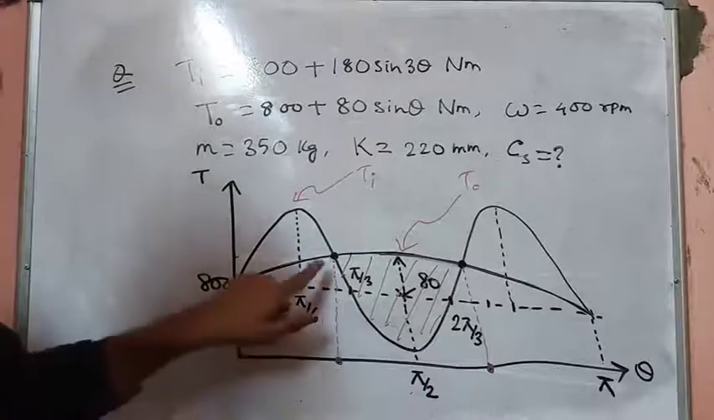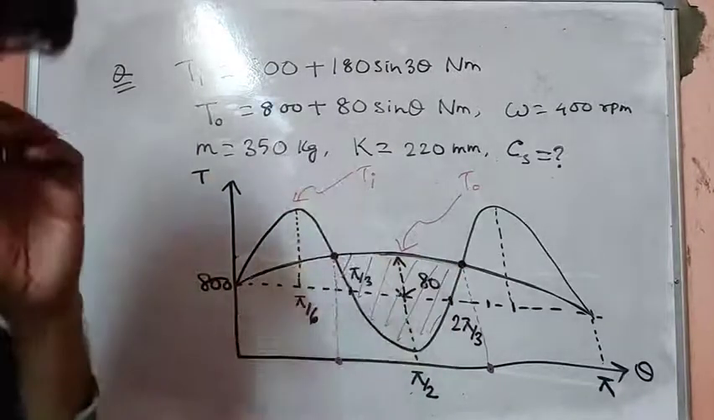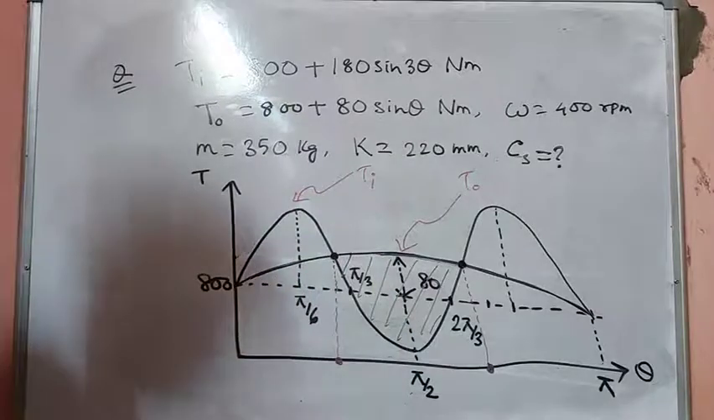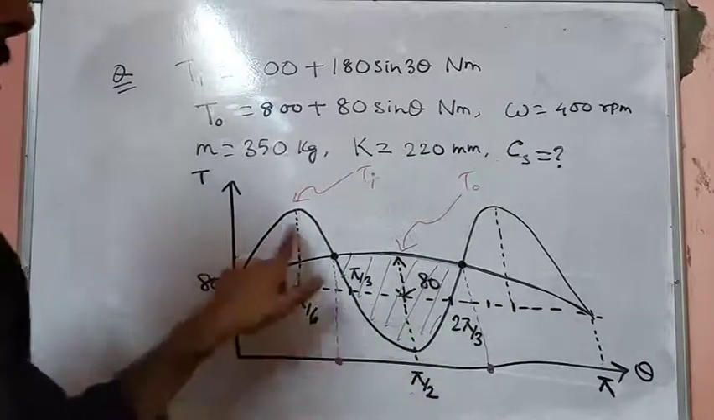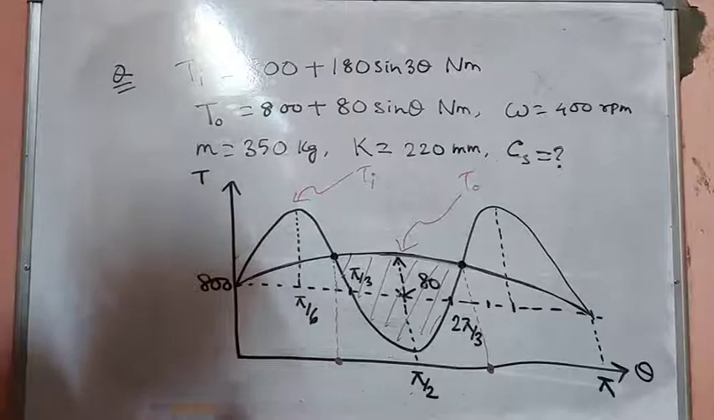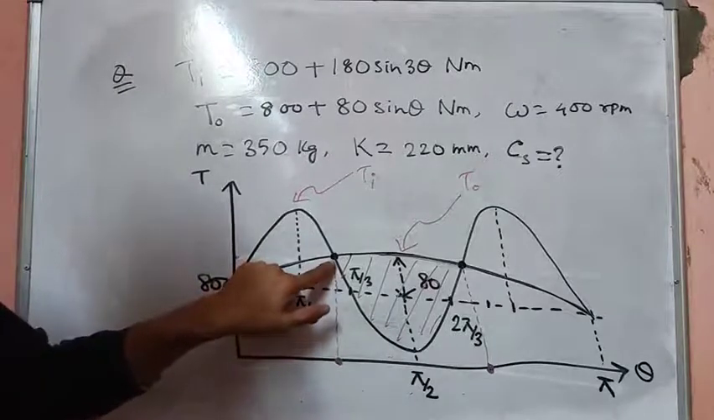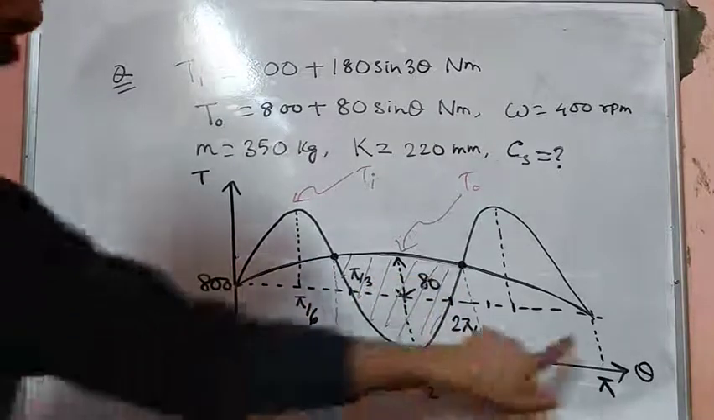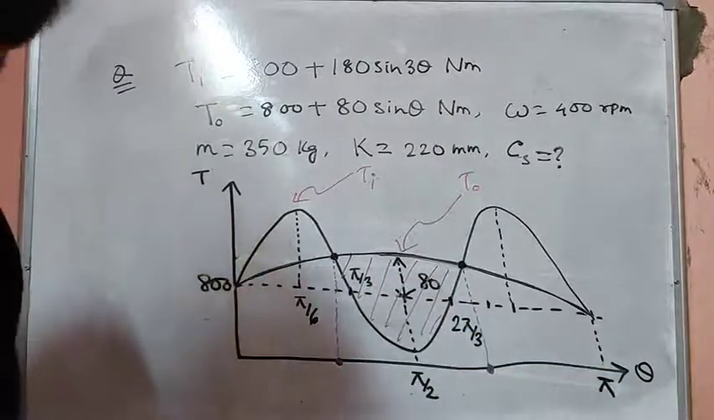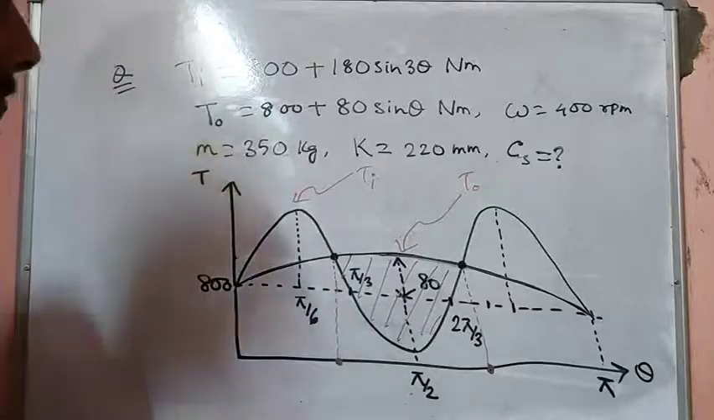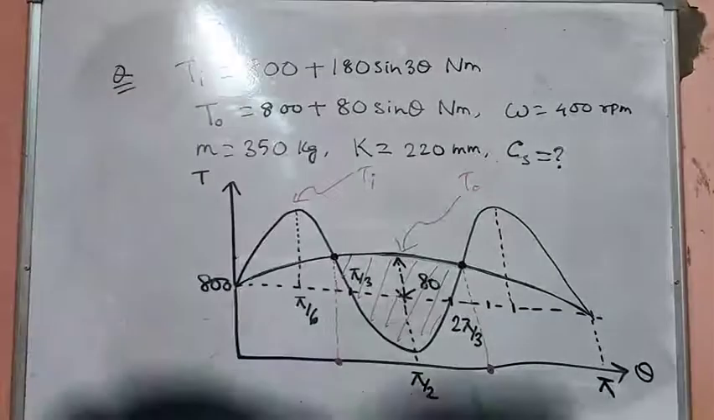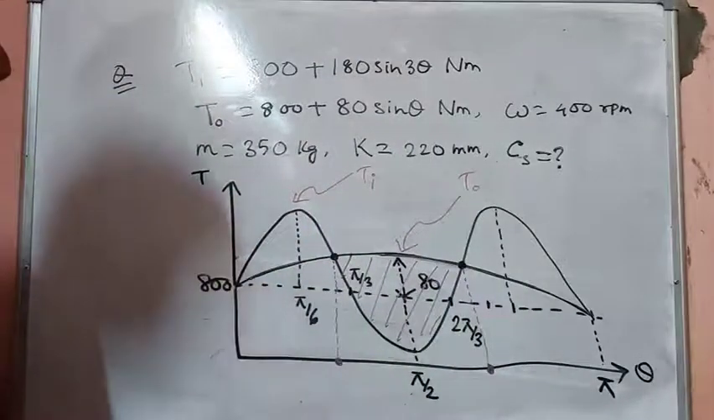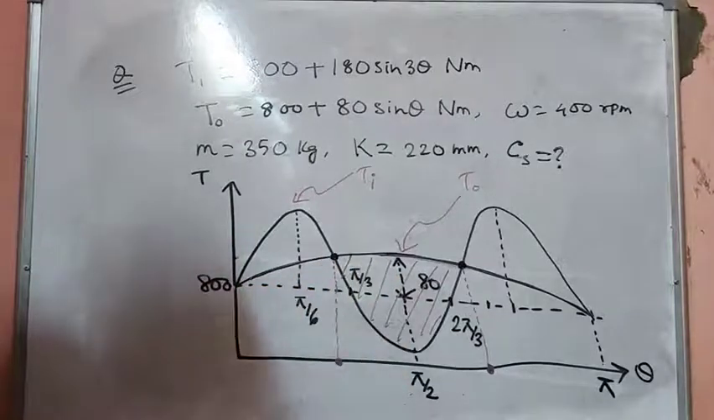So we are required to find out first what these two points are. This is our first task: what are the two angles where these two curves intersect? Basically this implies that the load torque and the supplied torque are equal here and here, and also at the end points. So how do we find out these two angles?